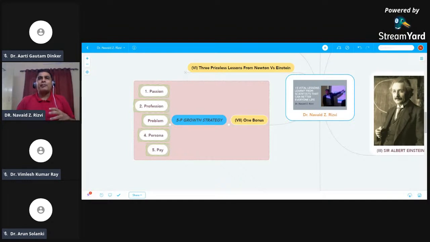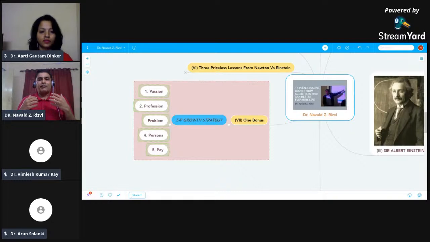And then there should be some people, some persona, who are taking advantage of your problem solving. And again, nobody can do many things being hungry. Those people can pay you also. If you can align all these five P's, this is the growth strategy, then definitely you will be successful and one of the best in the world.